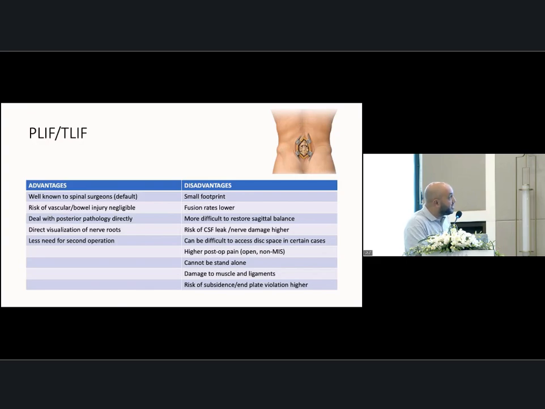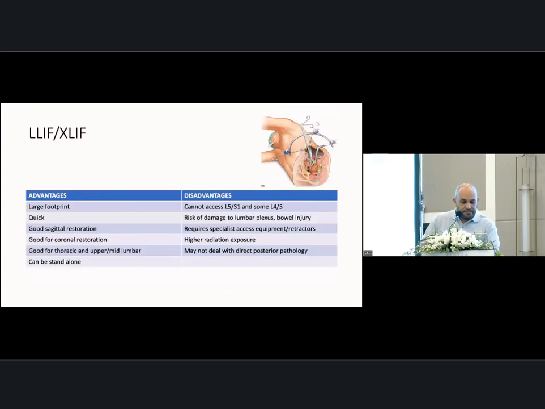Disadvantages: small footprint. Can't be standalone, so you need to put posterior screws in. And obviously, the sagittal balance realignment is nowhere near as good.